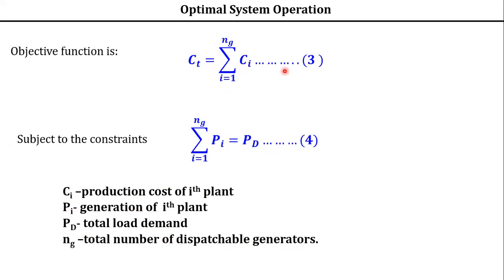So that means we are going to get some solution for this optimization problem. This is known as your mathematical model, mathematical modeling for your optimal operation. Mathematical modeling for optimal operation means you should say what the objective function is and what the constraints are. So in this case, the objective function is to minimize the total production cost, subject to the constraint that total generation is equal to total load demand.